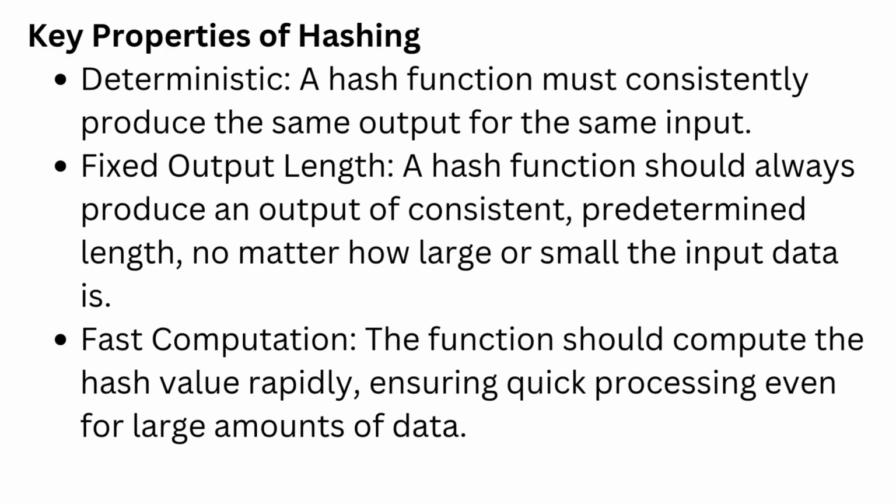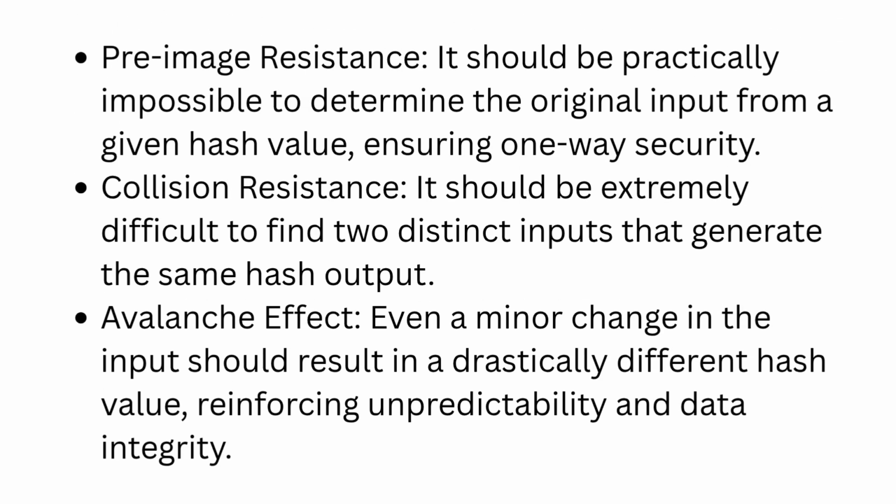Key properties of hashing. Deterministic. A hash function must consistently produce the same output for the same input. Fixed output length. A hash function should always produce an output of consistent, predetermined length, no matter how large or small the input data is. Fast computation. The function should compute the hash value rapidly, ensuring quick processing even for large amounts of data. Pre-image resistance. It should be practically impossible to determine the original input from a given hash value, ensuring one-way security. Collision resistance. It should be extremely difficult to find two distinct inputs that generate the same hash output.